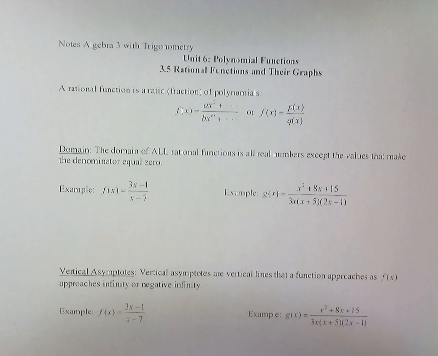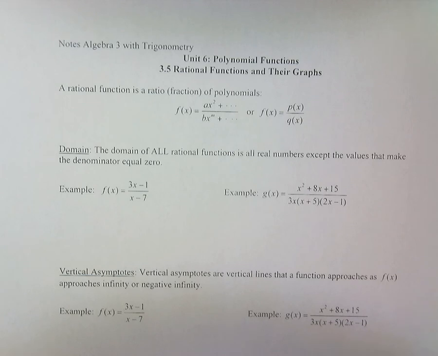This is the last section of Unit 6 that we're going to do. It says polynomial functions, and rational functions are not a polynomial function, but most textbooks will put this in with polynomial functions because we're looking at different characteristics of functions. So this is going to be different from all the other functions, and I think that might be where some of the difficulty lies for some students.